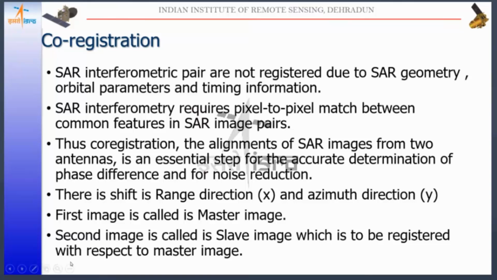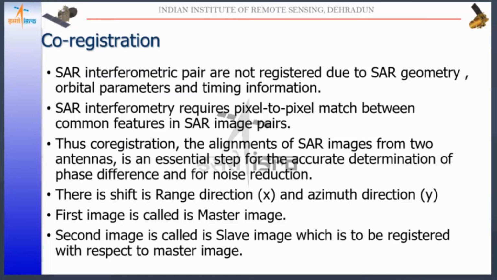Okay, so we have the shift in both directions. The range direction is called the X direction and the azimuth direction is called the Y direction. The first image is called the master image and the second image is called the slave image, which is to be registered with respect to the master image. So we have two images, and we call one the master image because that is the base image. Then the slave image we have to register with respect to the master image. So this is the co-registration step.